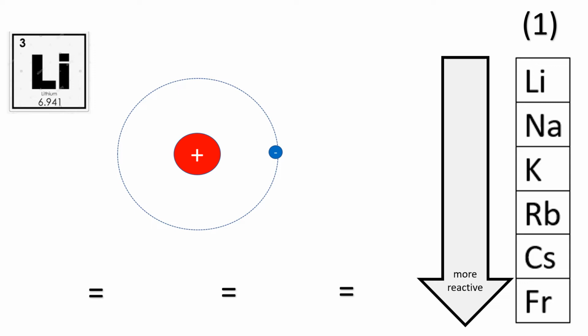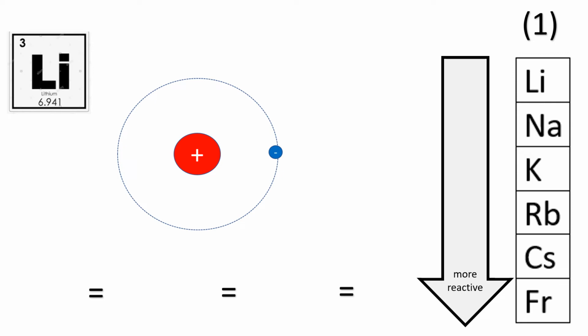Now, when an atom reacts, and we're talking about reactivity, it's all to do with the outer electrons. Is it going to lose them? Is it going to gain them? And how quickly or easily does it do that? So the more easily this element can lose that electron, the faster it reacts.